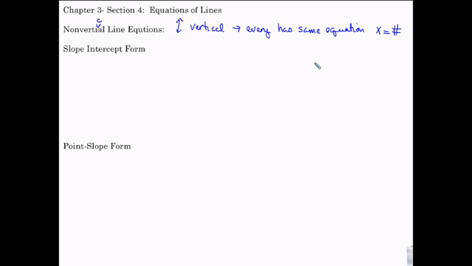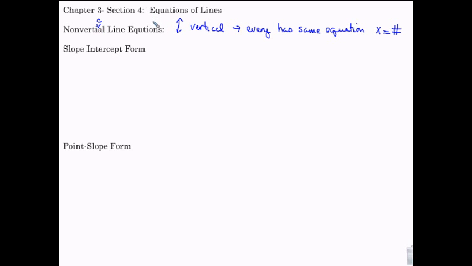Okay, so if you have a vertical line, it's going to be x equals some number. And the number that it equals will be wherever it hits the x-axis. So if it hits the x-axis at 2, the equation of the line is x equals 2. If it hits the x-axis at negative 200, that's the equation, x equals negative 200. Okay, so that's vertical lines.